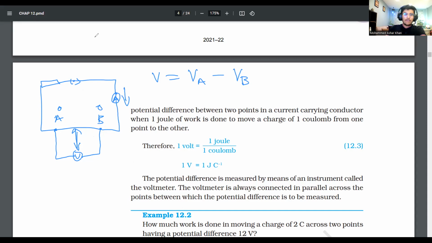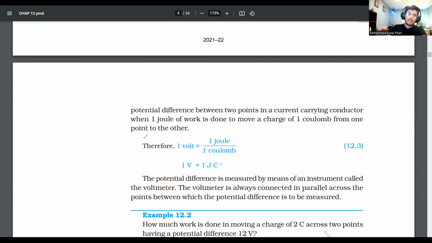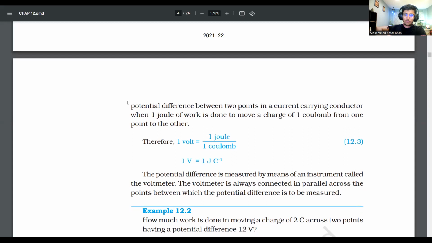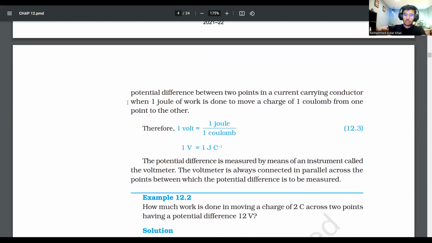Now we have another numerical problem here. Again, not that hard, simple application of formulas. We are given: how much work is done in moving a charge of 2 coulombs across 2 points having a potential difference of 12 volts? So again, if you guys want to solve this, I'll give you like 5 minutes.